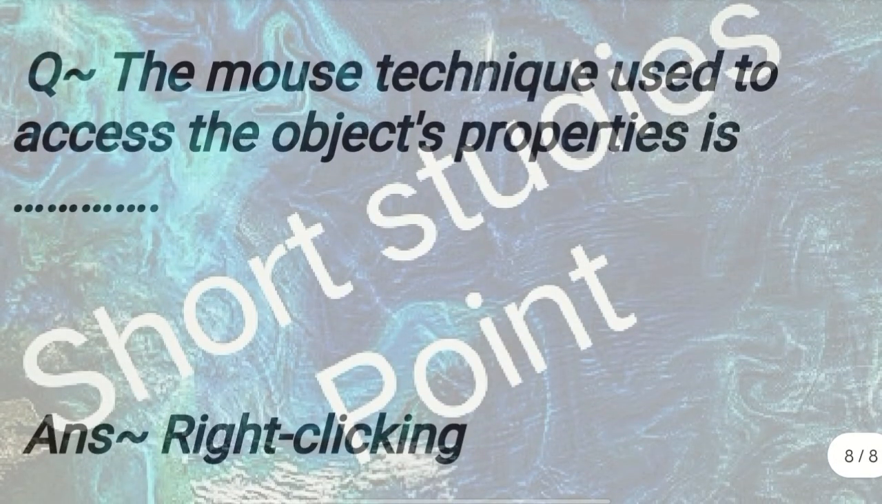Next question: The technique used to access the object's properties in the mouse is dash. Answer: Right clicking.